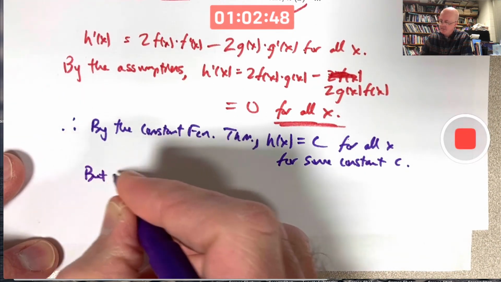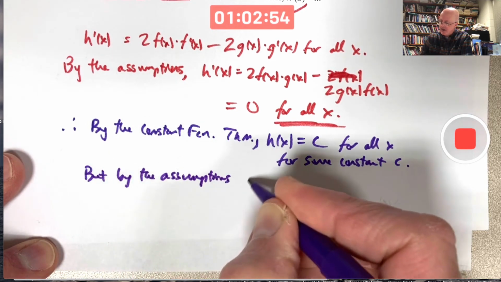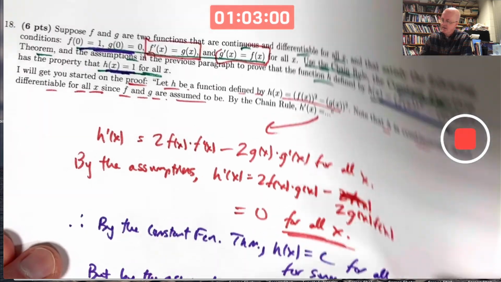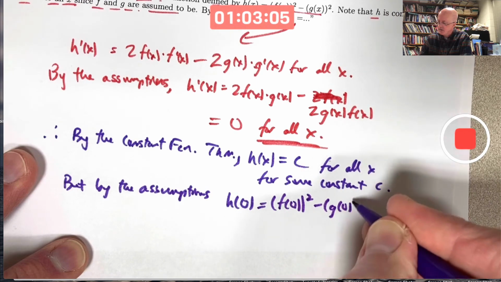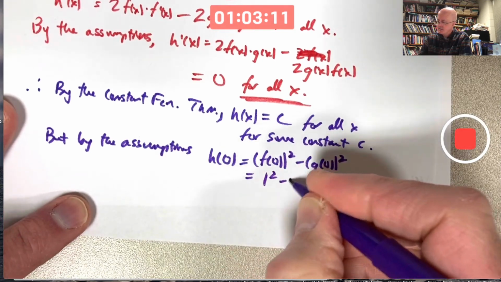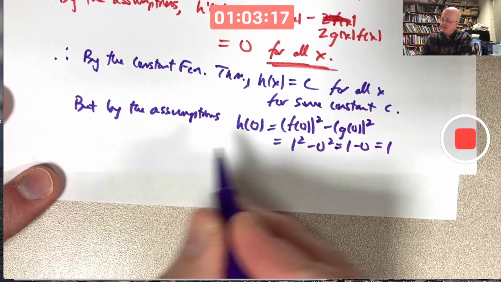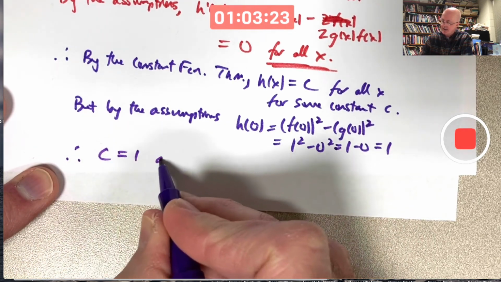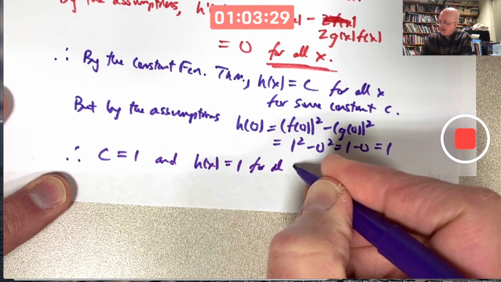But by the assumptions, h of 0, you know the values of these functions at 0, is f of 0 squared minus g of 0 squared. f of 0 is assumed to be 1, g of 0 is assumed to be 0. This is 1 squared minus 0 squared, which is 1 minus 0, which is 1. So since the value at 0 is 1, the c must be 1. Therefore, c equals 1, and h of x equals 1 for all x. And we're done.